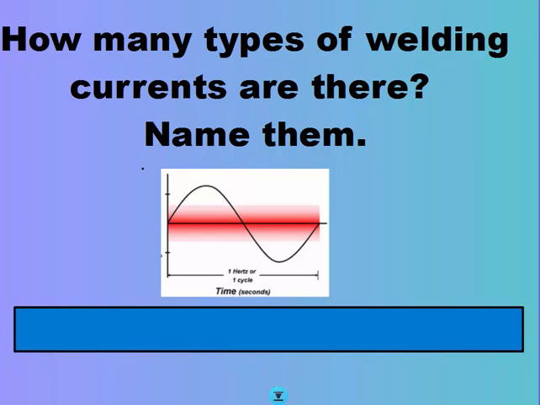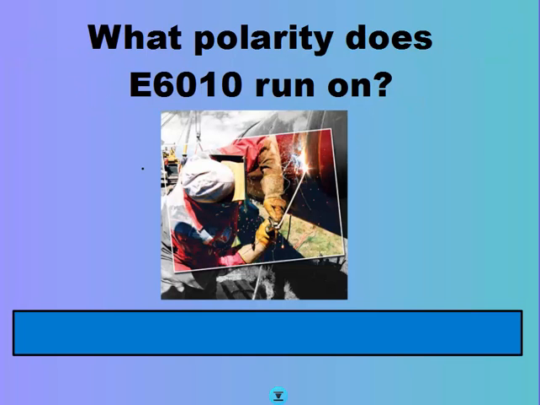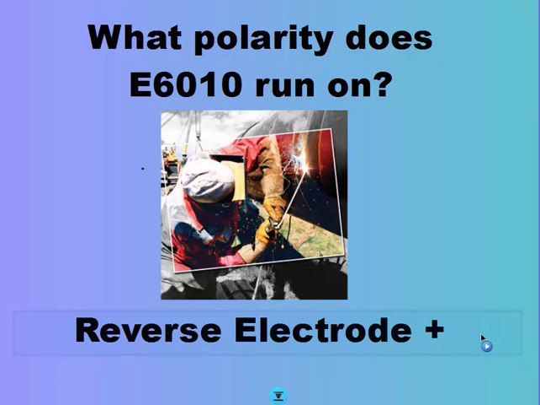How many types of welding currents are there? And name them. The answer is 2, AC and DC. What polarity does E6010 run on? The answer is reverse electrode positive.